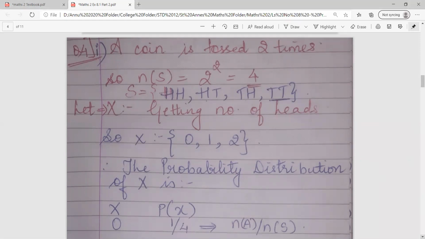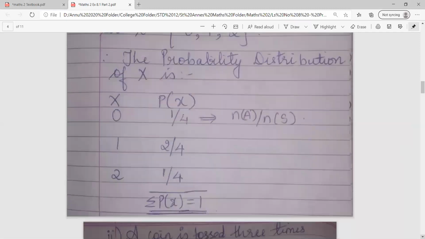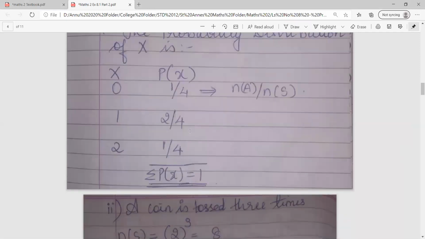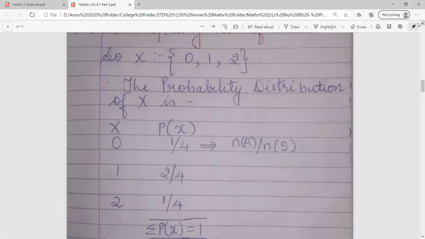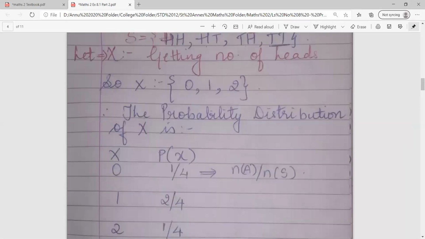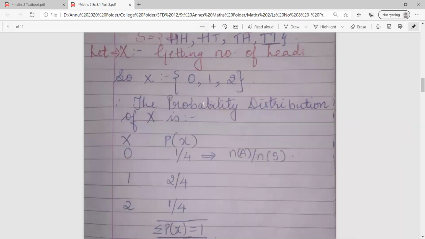The probability distribution of X is as follows. So X is 0, 1, 2. Probability of X, 1 by 4, how did it come? N of A upon N of S. Getting 0 heads, not even once did a head come. How much is your possibility? As you can see, there's only 1, TT. So 1 is your N of A divided by sample space 4. So 1 by 4.